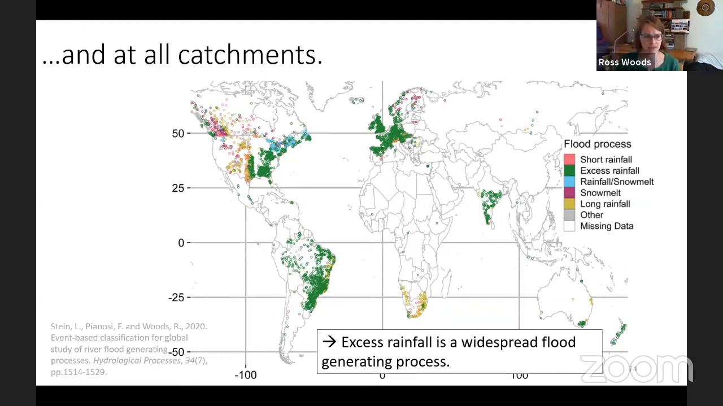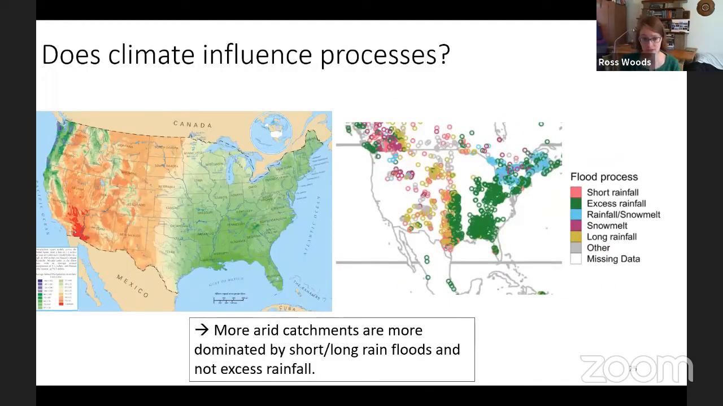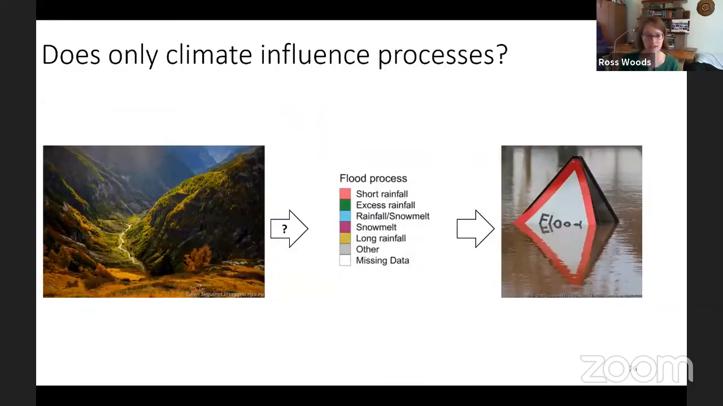But in terms of the patterns that we see, does climate influence the processes? Well, we can see quite easily there is a change, for example, in the US, along the aridity gradient. So on the left is a rainfall map of the US, and on the right are the flood processes. And we can see that the change from excess rainfall dominant catchments to more short rain or long rain dominant catchments occurs mostly along the aridity gradient. So more arid catchments are more dominated by short or long rain floods and not by excess rainfall.